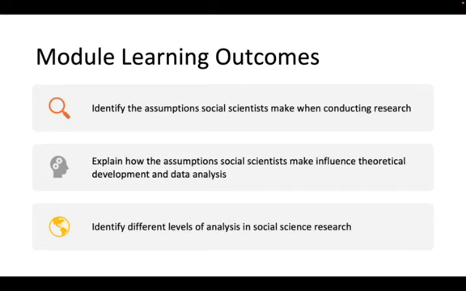As usual, I list the module learning outcomes. The first outcome is to identify the assumptions that social scientists make when conducting research. The second outcome is to explain how the assumptions social scientists make influence theoretical development and data analysis. And the third learning outcome is to identify different levels of analysis in social science research. These building blocks will help us better understand social science research and will get us in a better position to conduct that research ourselves.